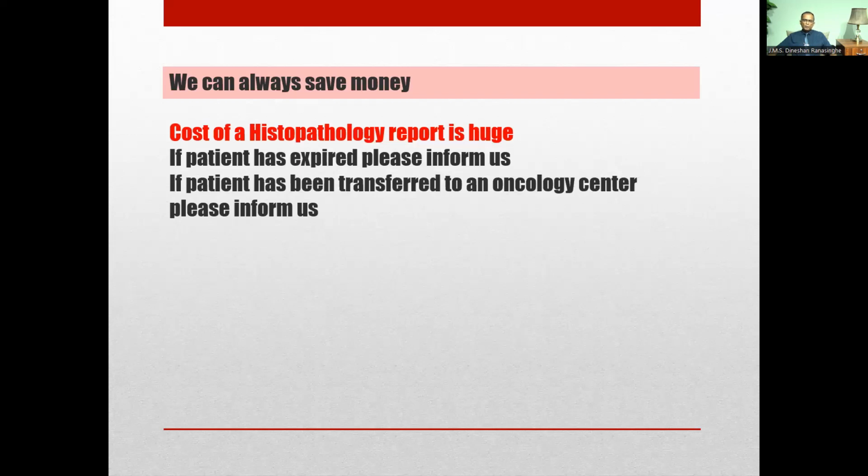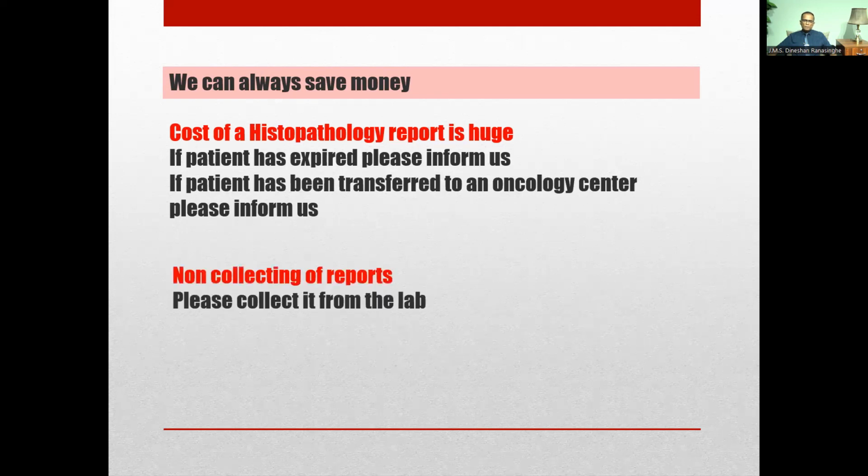So we are happy to provide the wax blocks to the patient. It should be requested from us with a referral letter, and we will issue the wax blocks to the patient. The patient can take them to his place, his clinic, and get the tests done from that hospital. So that is easier for the patient.